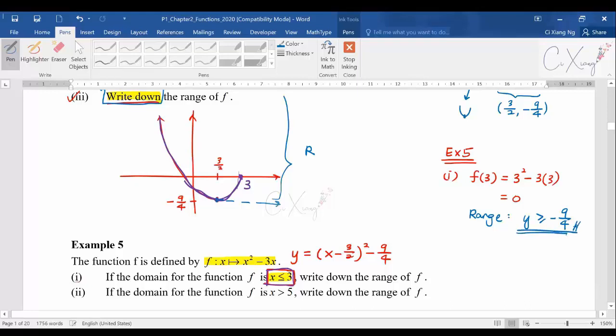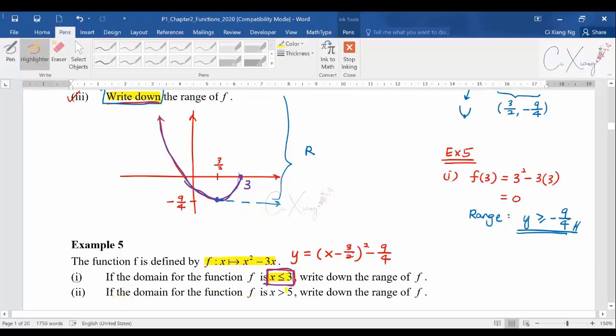All right, so if you compare example 5 number 1 and example 4, both answers are the same, but the graph that we draw is different. In example 4, we draw the whole U shape. But for 5 number 1, we only have this part of the graph that we want to consider. But if you look at the graph again, the smallest value is still -9/4. Therefore the range is still greater than or equal to -9/4. All right, then if no problem, we continue to part number 2.